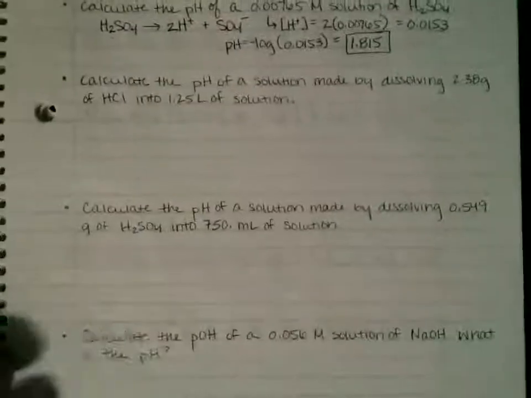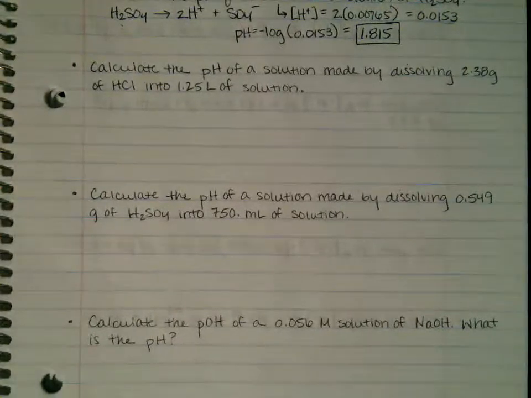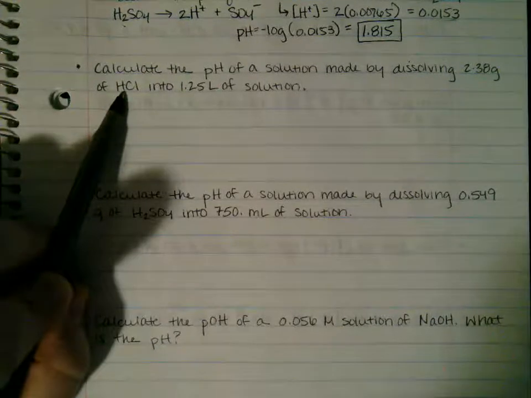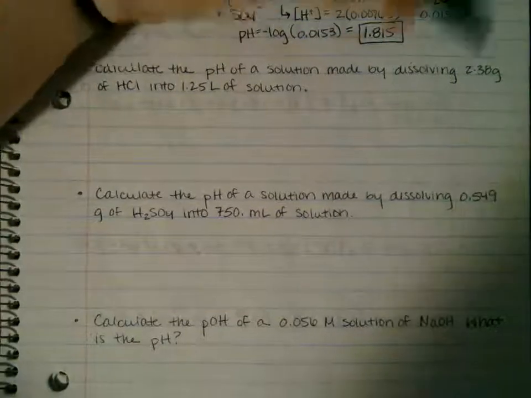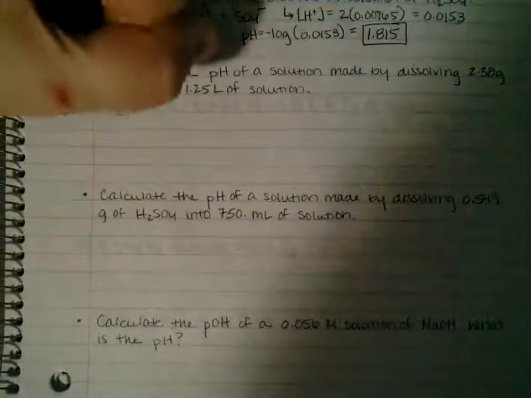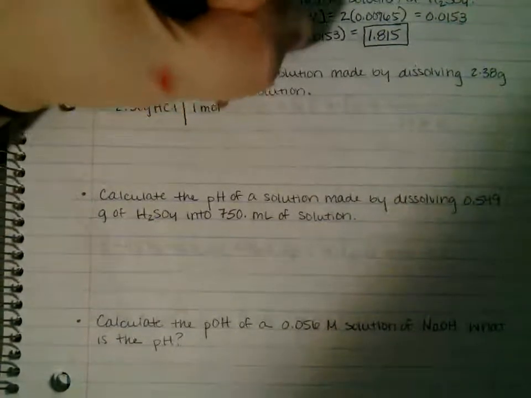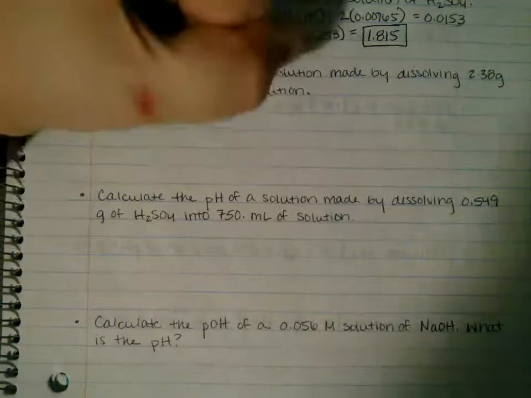This next one is going to bring in previous concepts. Calculate the pH of a solution made by dissolving 2.38 grams of hydrochloric acid into 1.25 liters of solution. We need to know the hydrogen ion concentration, but before we do that, we need to know the concentration of our acid, which you'll remember is moles per liter. So we need to figure out how many moles we have. You could do the molar mass calculation. If you're me, you memorized it.